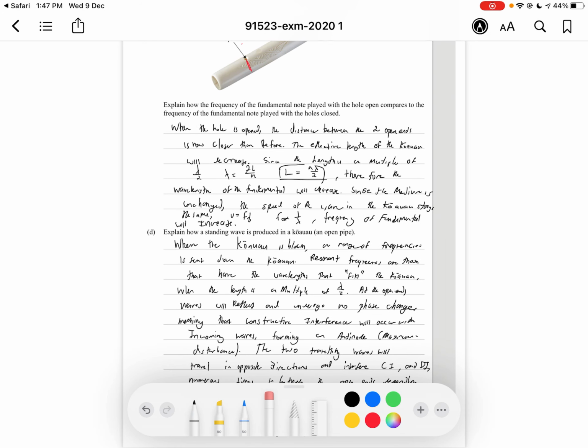Okay, so we can say that for question C, that should be a merit question. For question D, that should be an excellence level question. Not question E, question D should be an excellence question.